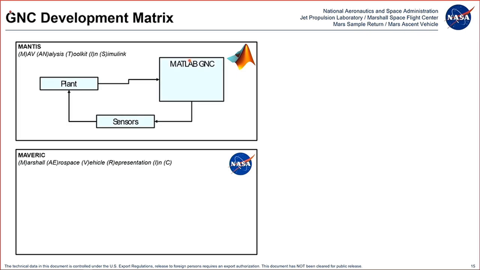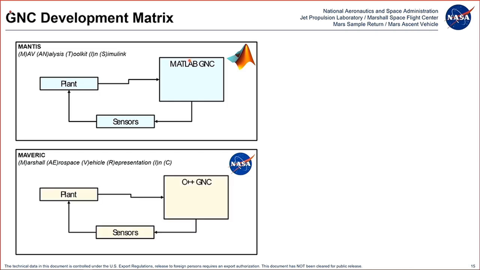Inside of Mantis, we then have a Mantis-specific plant. We've got Mantis-specific sensor models, and we have a MATLAB implementation of our GNC. So this is coded, designed, and developed in the MATLAB language. Then in Maverick, we have, again, a Maverick-based C++ plant model, a Maverick-based C++ set of sensor models, and then we also have a C++ implementation of our GNC code. So two different languages are actually being used to create our GNC code.